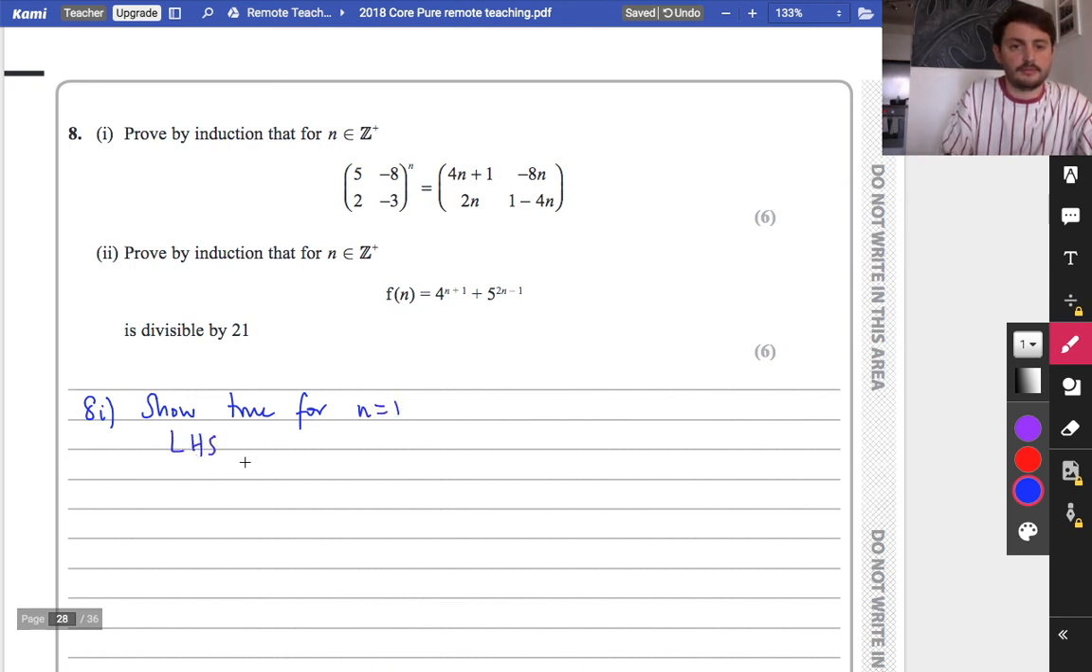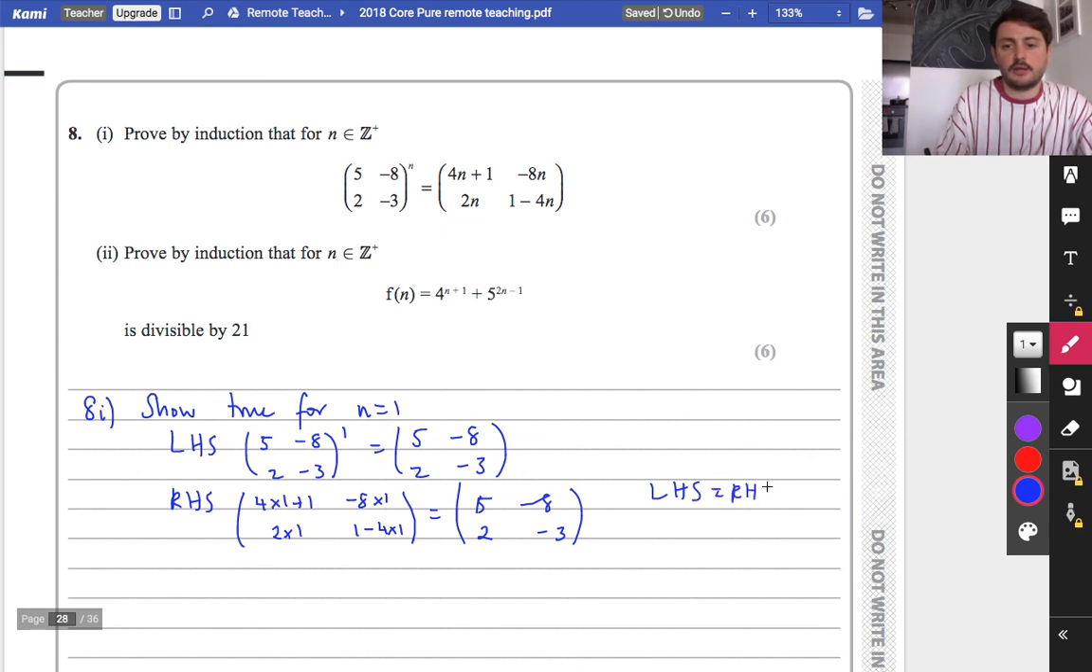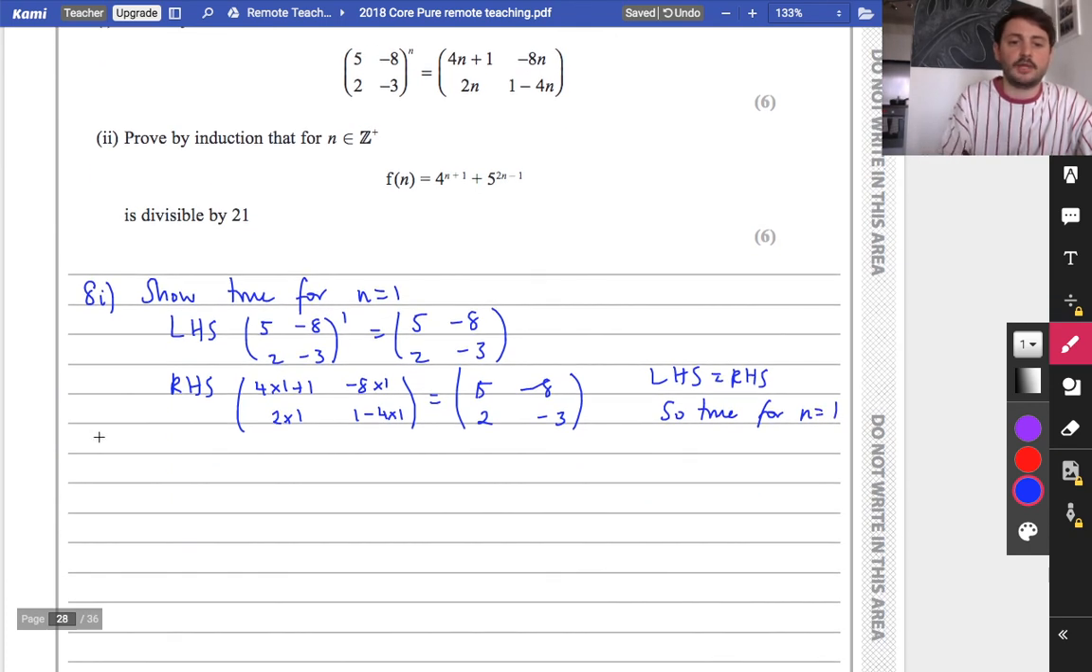So left-hand side, we get 5 minus 8, 2 minus 3 to the power of 1, which is just 5 minus 8, 2 minus 3. The right-hand side, we have 4 times 1 plus 1, minus 8 times 1, 2 times 1, 1 minus 4 times 1, which is equal to 5 minus 8, 2 minus 3. Left-hand side equals right-hand side, so true for n equals 1. Next step, assume that it's true for n equals k.